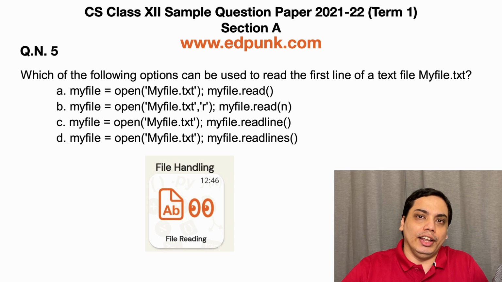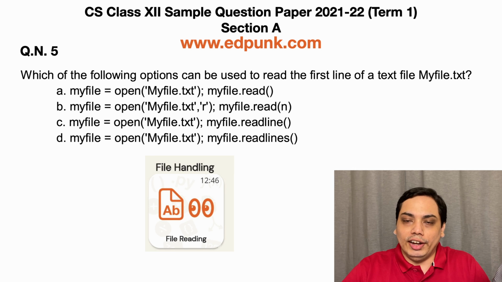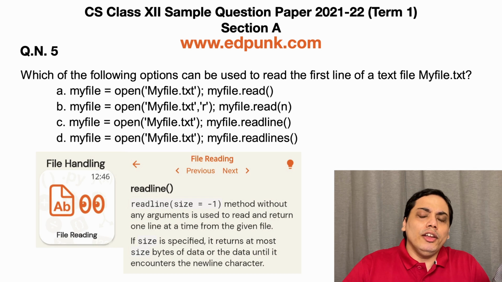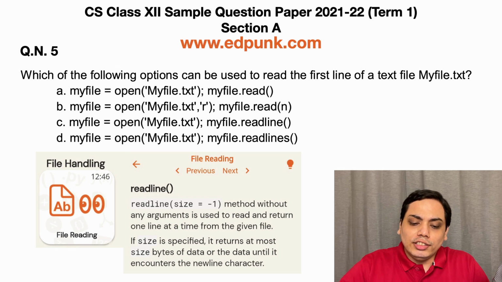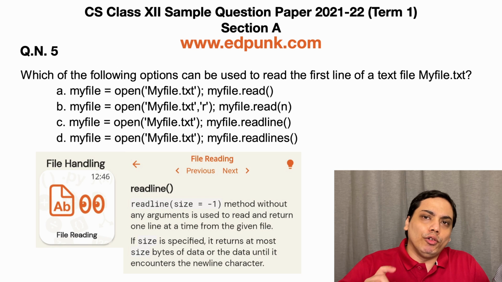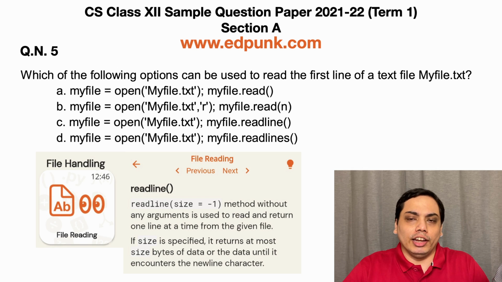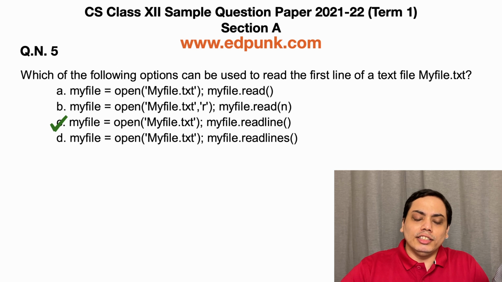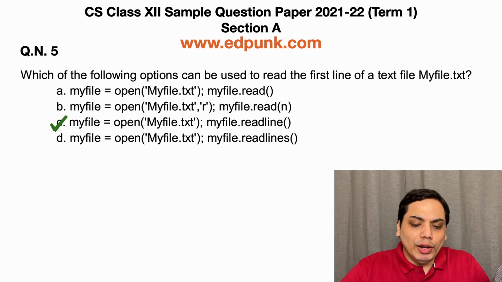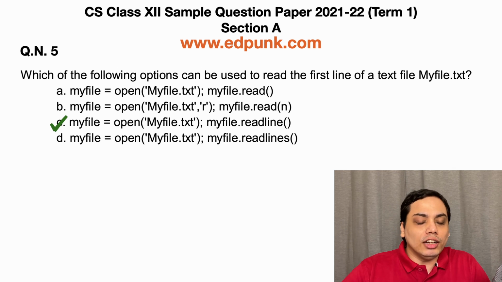So this question is actually based on the concept of file reading and it is very well explained in the file reading video on the Edpunk app. So do make sure to go through the concept of file reading in detail in the video. When we are reading a file, the method which is useful for returning the first line in the text file is the readline method. When we call the readline method again and again, it reads one line at a time. So in this case, option C, where we are doing myfile.readline, is the correct answer.